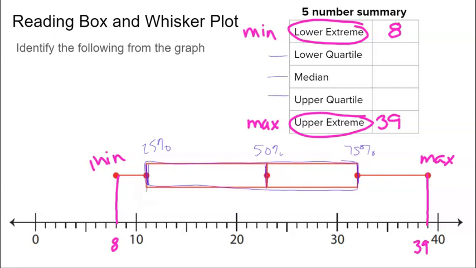So the 25% mark, we are lining up with 1 above 10, which is 11. The 50% mark, we are lining up with 3 above 20, which is 23. And then that 75% mark, or upper quartile, 2 above 30, which is 32. So that's how you read a box and whisker plot.